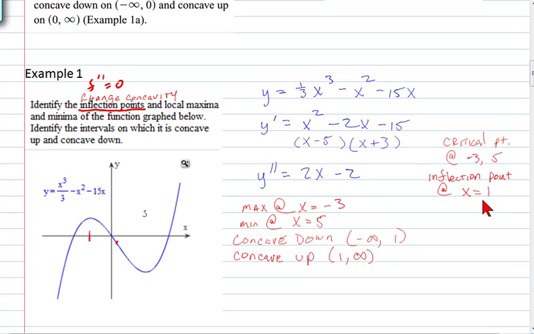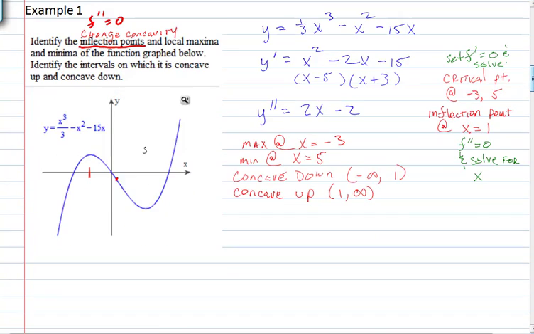Okay. To get this point right here, you set the second derivative equal to 0 and solve for x. To get the critical points, we set the first derivative equal to 0 and solve for x. Any questions?